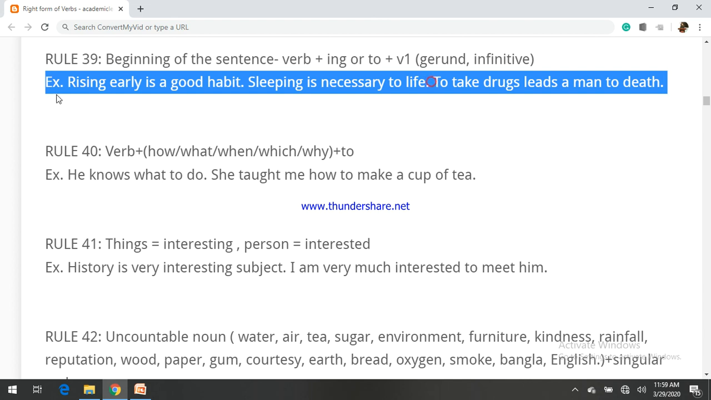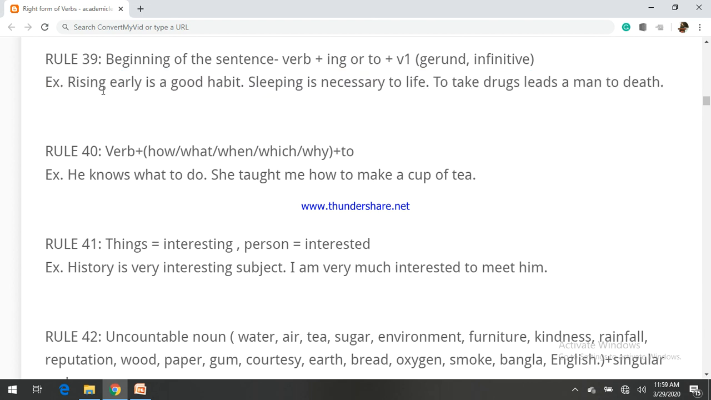You can say, rising early is a good habit. You can start the sentence by verb plus ing, that means gerund. You can also start a sentence by to plus verb 1, that means infinitive. This one is also correct. Okay, we can start a sentence by verb plus ing, or we can start a sentence by to plus verb 1.